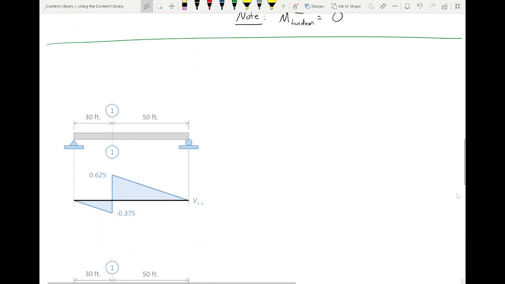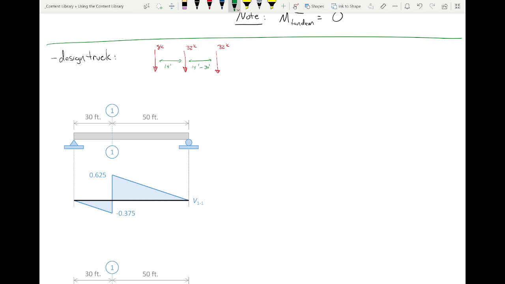So now we need to do the design truck. Okay. Now with the design truck, here's the thing about the design truck. So the first thing about the design truck is this. The definition states that we have 8 kips, 32 kips, 32 kips. And this dimension here is 14 feet, and this one is 14 to 30 feet.